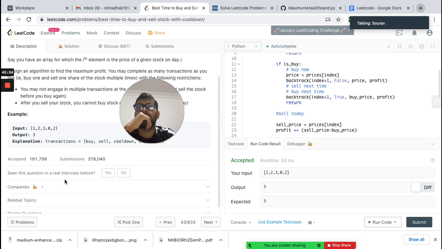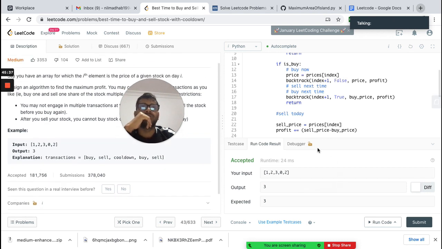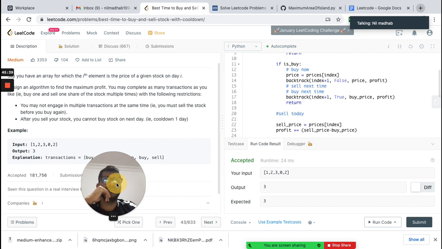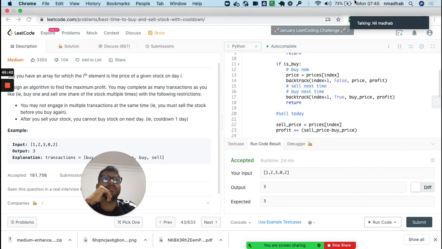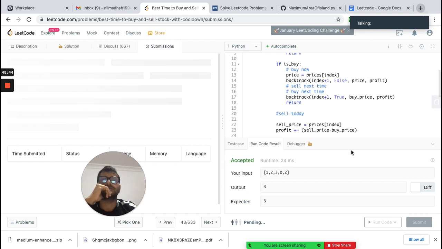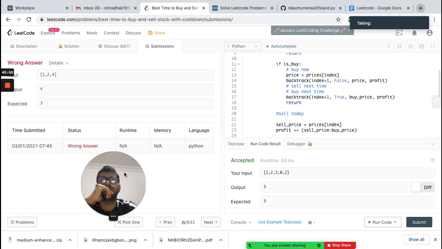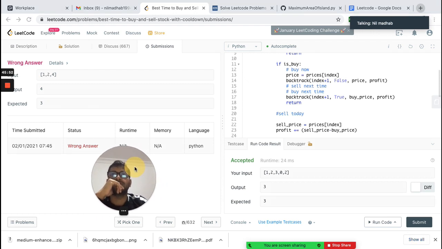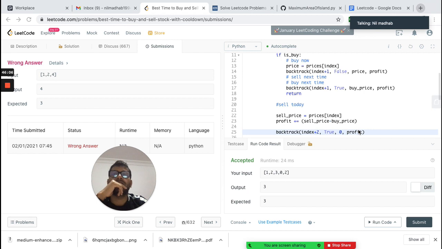Okay, we got this 3. So I think this will work, but we might get a timeout because it's not very optimized. But let's see. Okay, we got something wrong here. We have 1, 2, and 4. The output is 3. Okay, so we are getting output as 4, but we should get 3. What is going on here?